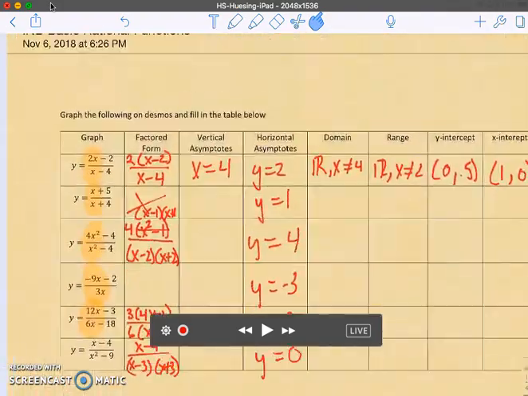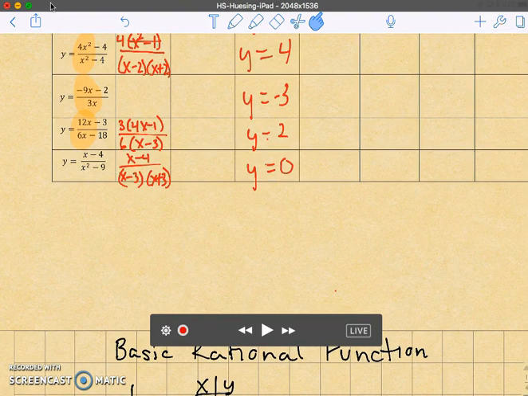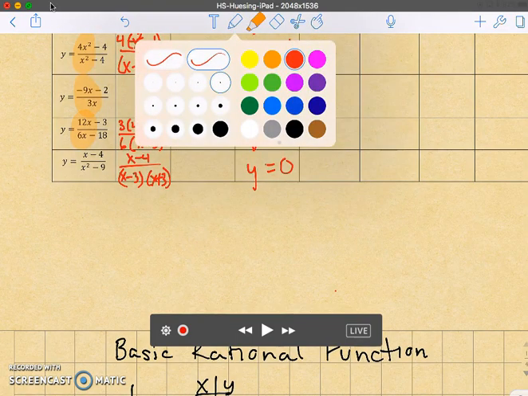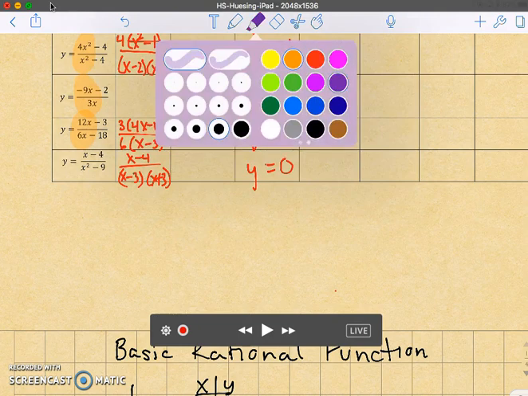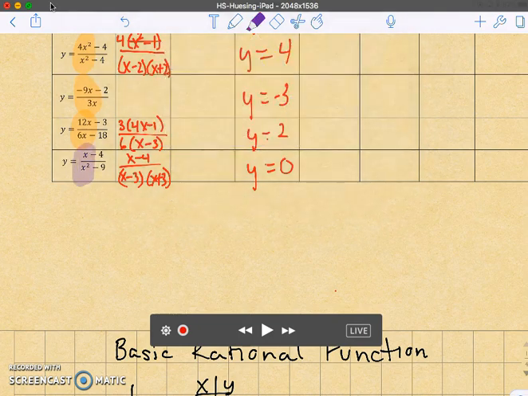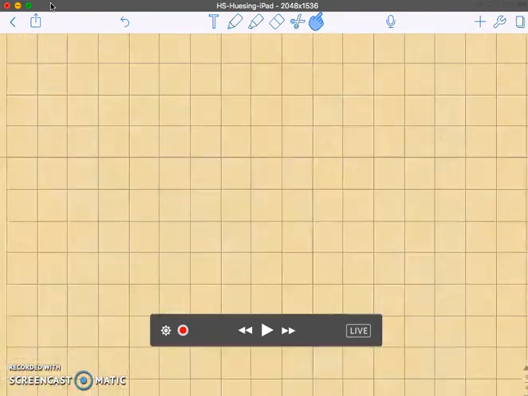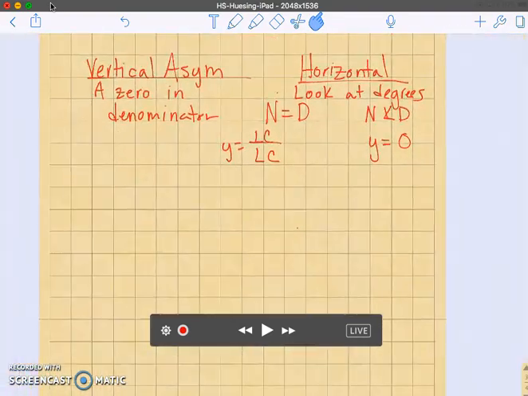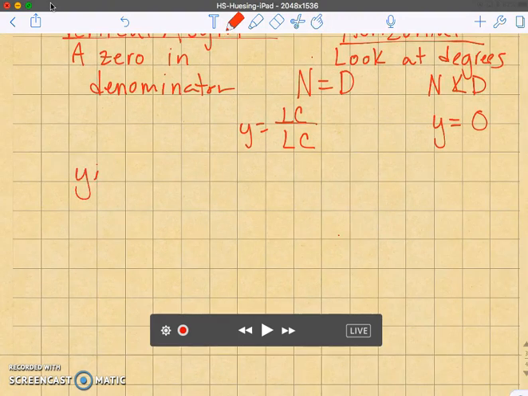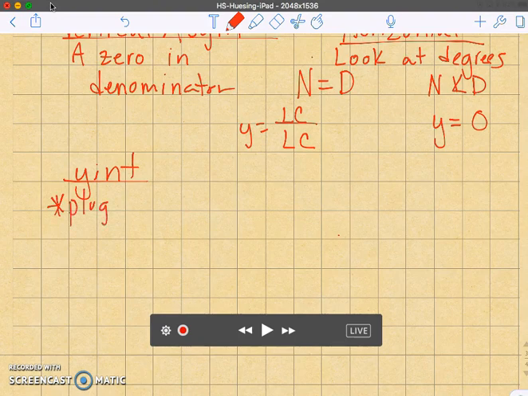So if we take a look at this bottom one here, that was obvious. That was a quick y equals 0, and we can tell by the equation, because if we look at the degrees, the top one is 1 and the bottom one is 2. The numerator is less than the denominator. And the last things we looked at were the intercepts. The y-intercept, that's easy. Plug in 0 for x. And the x-intercept, that's pretty easy. Plug in 0 for y.